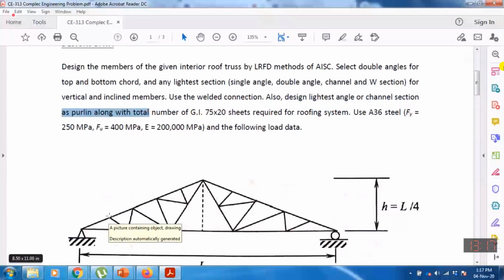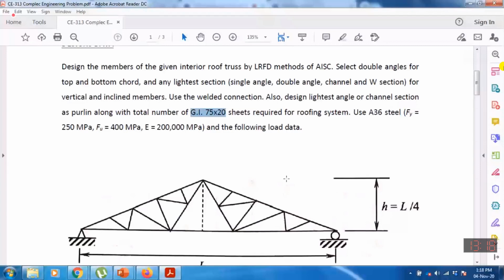Then you need to calculate, at the end, the total number of galvanized iron 75 into 20 sheets. This is the designation of the corrugated steel sheets. You need the total number of sheets required for the roofing system. This we will discuss in today's lecture.